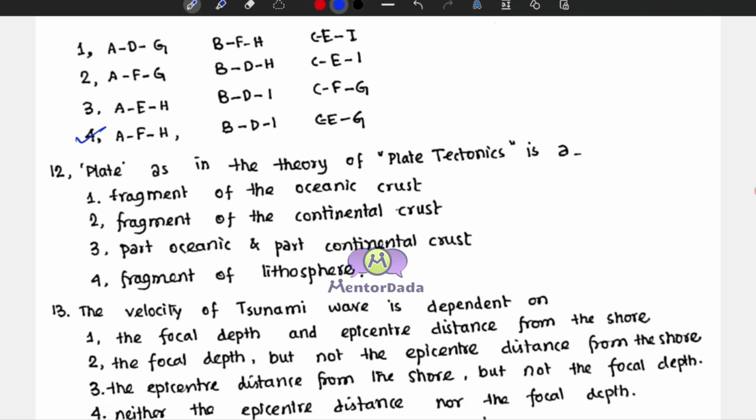So some plate can be entirely of oceanic crust, can be of entirely continental crust, but when we are considering plate, it does not signify any importance regarding the oceanic part or continental part. It is mainly the fragment of lithosphere. So option number 4 will be your correct answer.